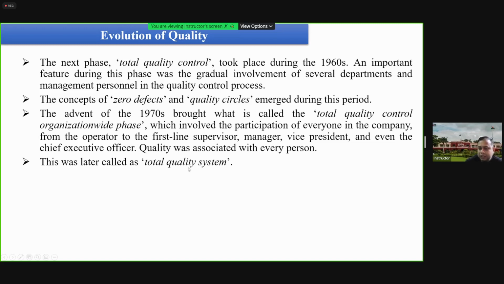So it is a total quality system where the person working on the front line and the person making decisions are all equally important for managing quality. This is how the concepts of quality evolved over time. We can say there are certain other significant events in between, but broadly we can categorize the evolution of quality into these phases.